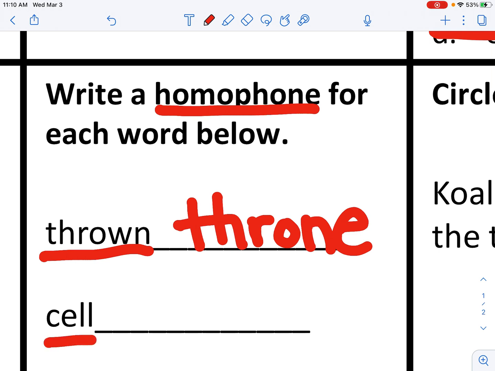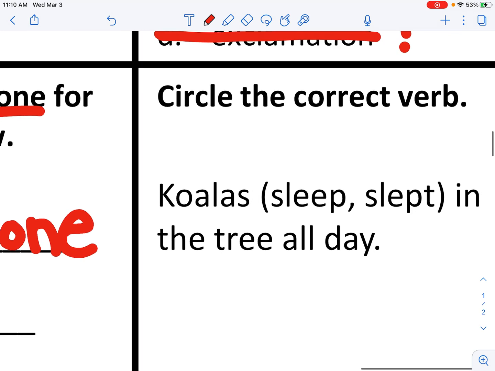The next word is cell. This word cell is like cell phone, or if you're learning about cells in science. But there's another way to spell it for another word, and it's S-E-L-L. And this way would be like if you're selling a house, trying to get money for it.